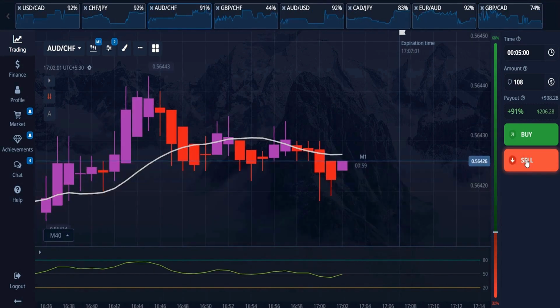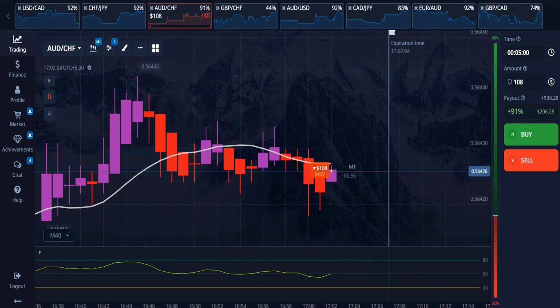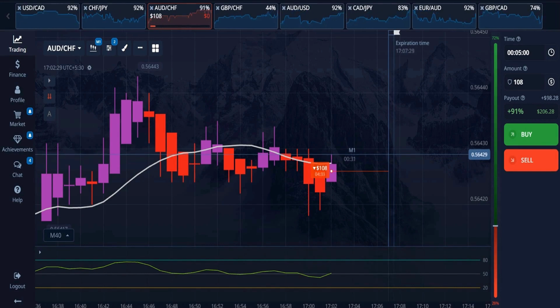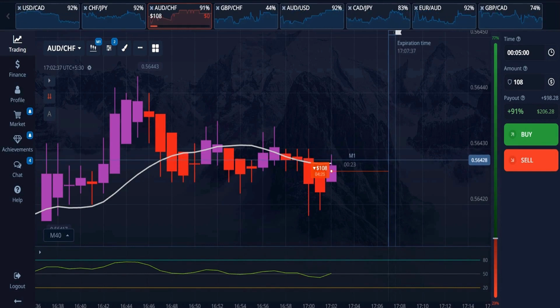Let's jump into the next trade setup. We found another perfect setup based on our strategy. Let's analyze it step by step. We've spotted 2 red indecision Heikin Ashi doji candles forming right on the SMA line.